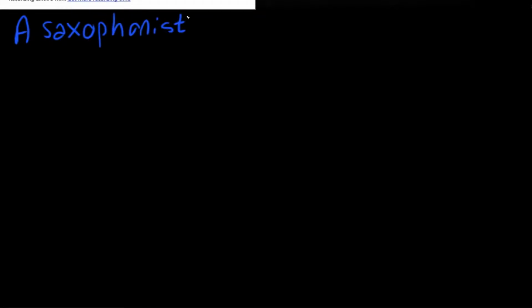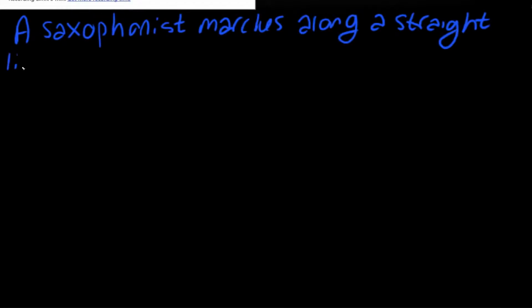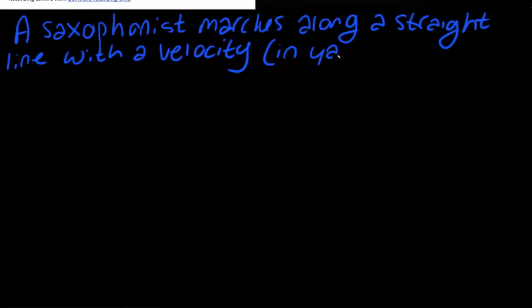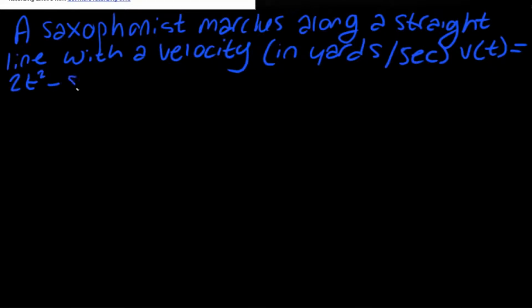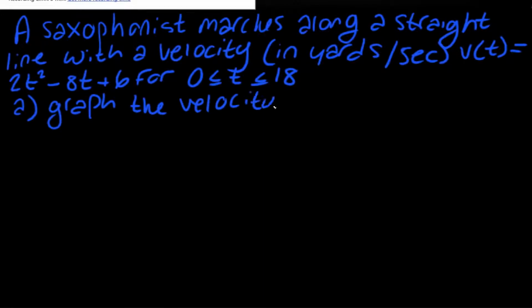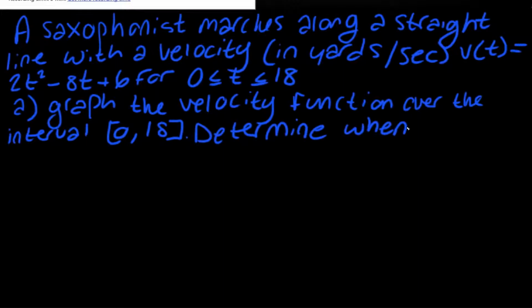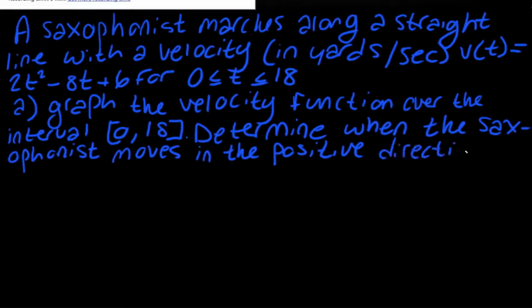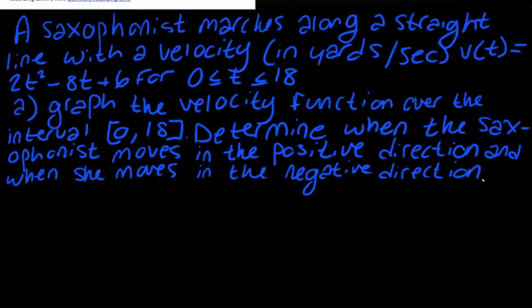A saxophonist marches along a straight line with a velocity in yards per second. Velocity equals 2t squared minus 8t plus 6 when t is between 0 and 18. Part A. Graph the velocity function over the interval 0 to 18. Determine when the saxophonist moves in the positive direction and when she moves in the negative direction.